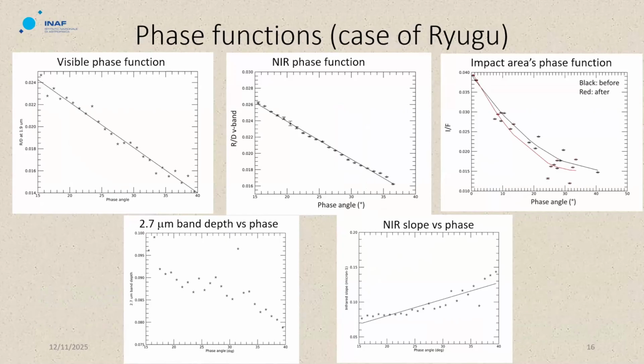Here is an example of a phase function in a small region. This is the impact area. In the Hayabusa2 mission, an artificial impact experiment was performed, and here we modeled the phase function of the area object of the impact, before and after the impact. We have a slight variation, a steeper variation that we ascribe, as we will see later, to a change of roughness. After the impact, the surface was rougher, and this resulted in a steeper phase function. This is the near infrared and the band depth. I will come back to the band depth later.